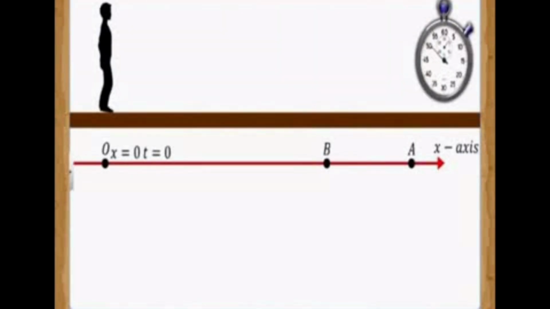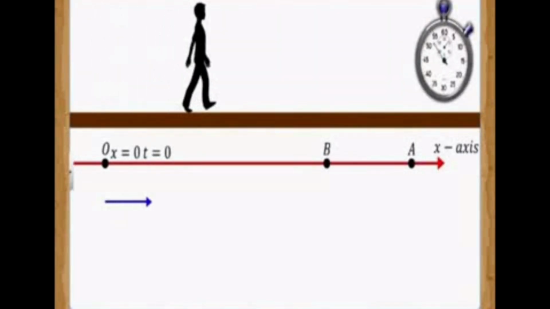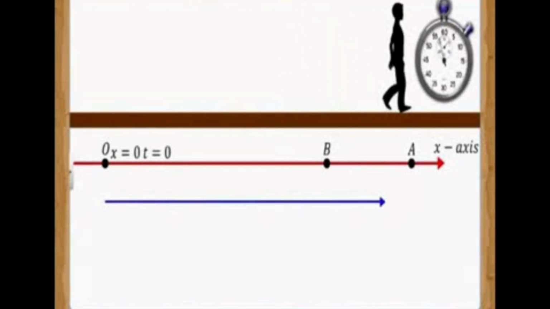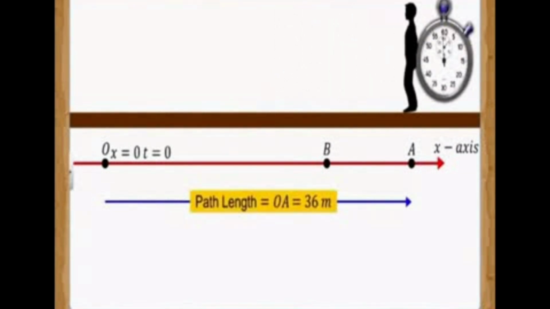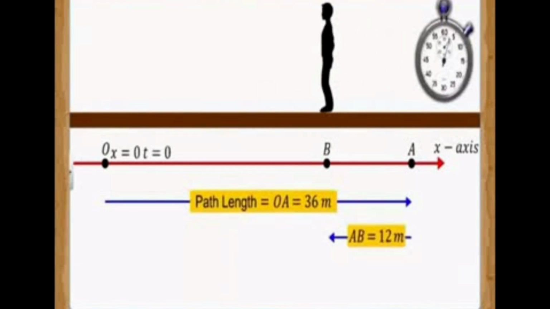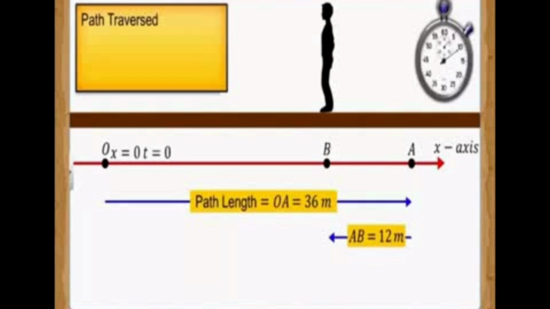The path length is equal to the distance. So it travels from the point O to A. Then he turned back in the opposite direction and moved from A to B. Now the path length means the actual distance traveled by that object. That means you have to add the two values, that is the actual distance OA plus AB.